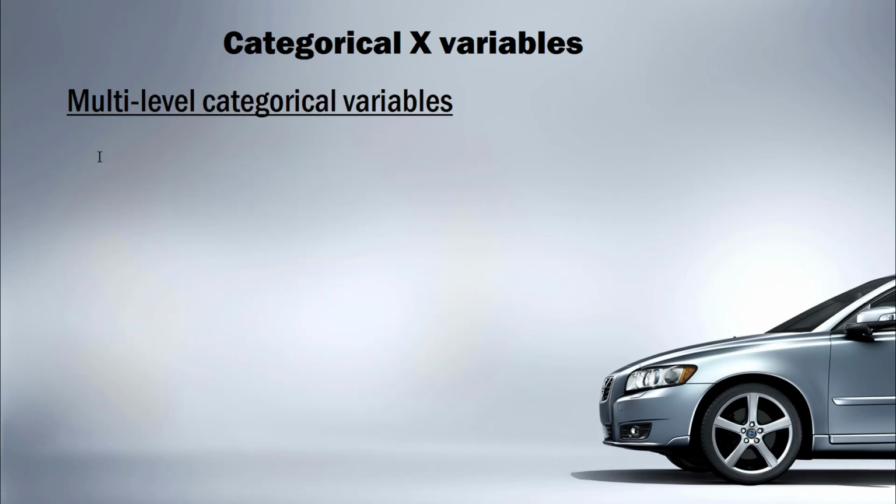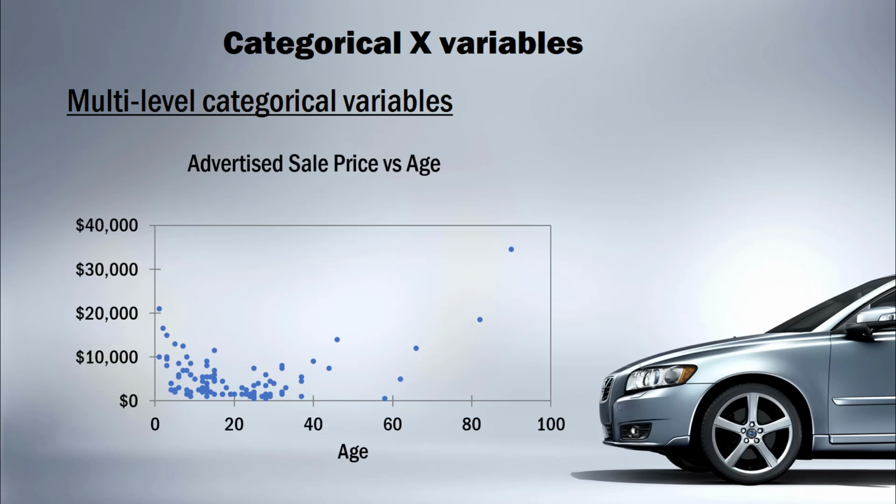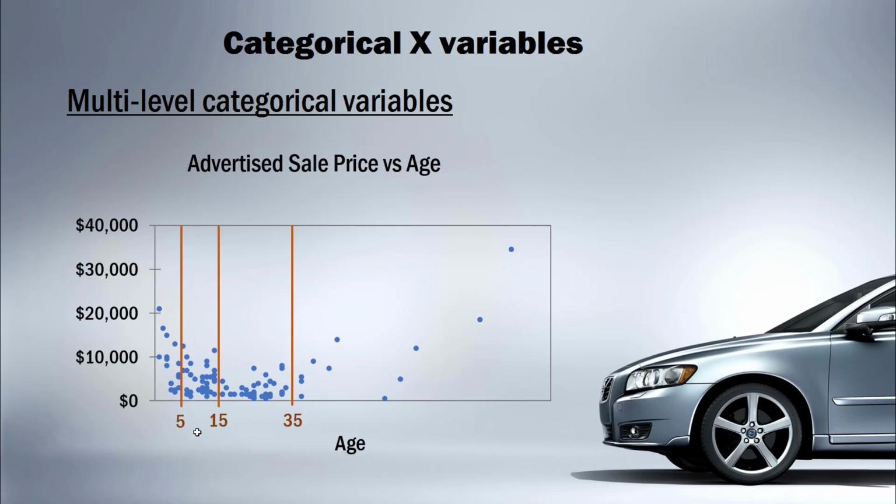Okay, let's continue. So that's dealing with a binary X variable, but what happens if our X variable has multiple levels? Now, I haven't included a multiple level categorical variable in the base data set, but instead what I'm going to do is take one of the continuous variables, that's age, and I'm going to split it up into 4 different groups. And these are my borders of each of the groups. So you can see that if I construct these borders at ages of 5, 15, and 35, they kind of exhibit a similar pattern within each of those groupings.